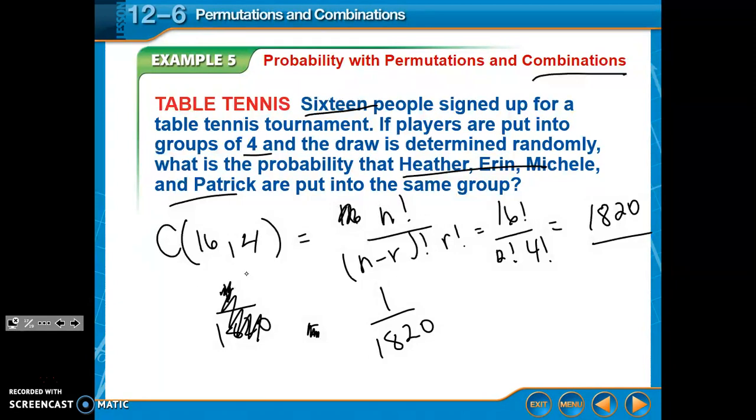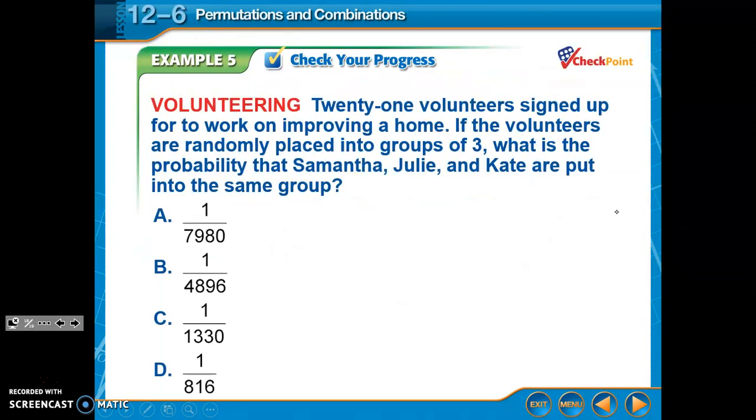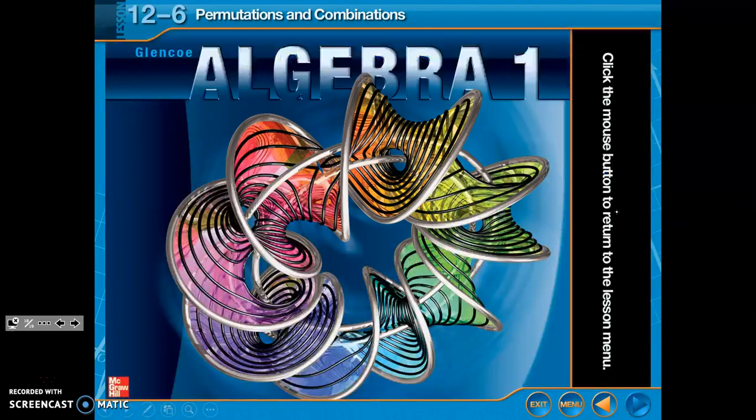So basically what you want to do is find the number of combinations, and specifically for this one combination, there's 1 out of all of those different combinations. Okay? So you guys determine the probability for this one. And that's the end of lesson 12.